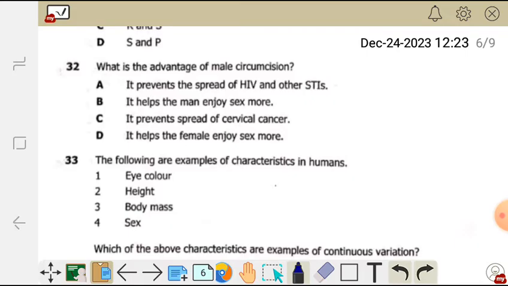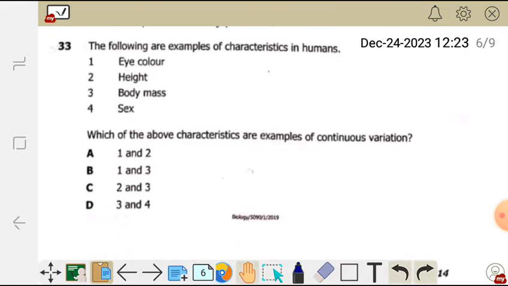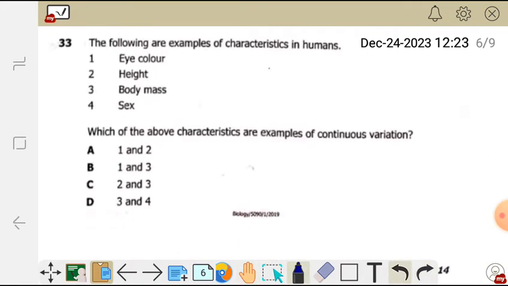Question 33. The following are examples of characteristics in humans. We have eye color, height, body mass, sex. Which of the above characteristics are examples of continuous variation? So continuous variation is height and body mass. Height is continuous. So height and body mass are continuous variation.